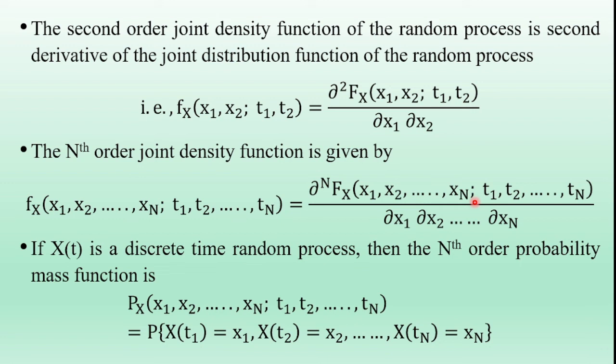If x of t is a discrete time random process, then the nth order probability mass function is px of x1 comma x2 comma x3 and so on xn, at the time instances t1 comma t2 comma t3 and so on tn, is equal to the probability of x of t1 is equal to x1, x of t2 is equal to x2, and so on, x of tn is equal to xn. So this is the definition of the nth order probability mass function of a discrete random process. So this is the concept of the distribution function and density function of the random process x of t.